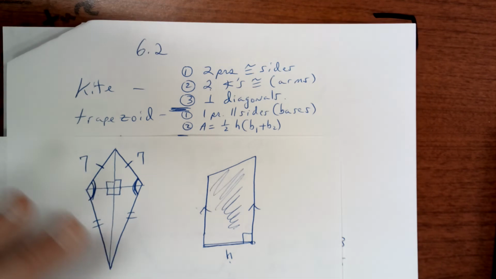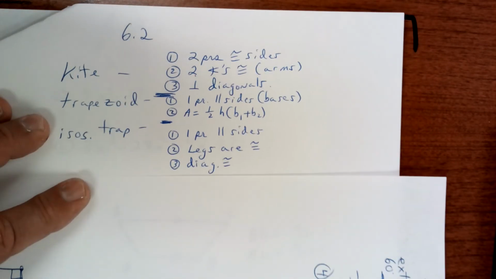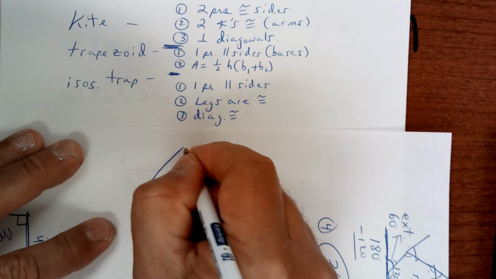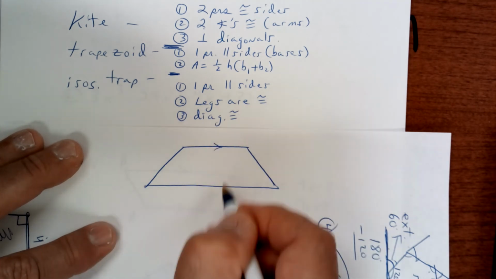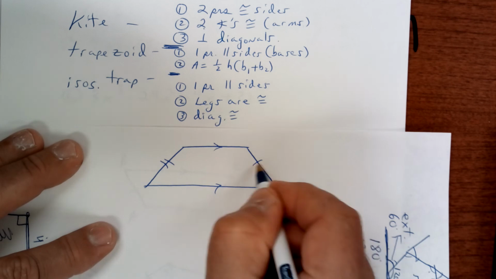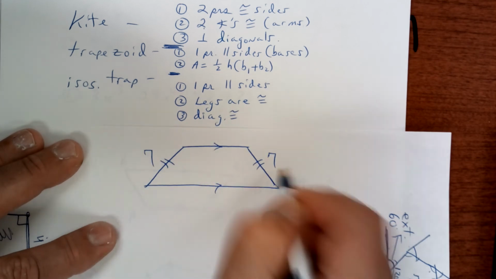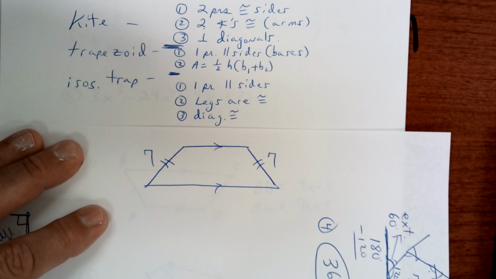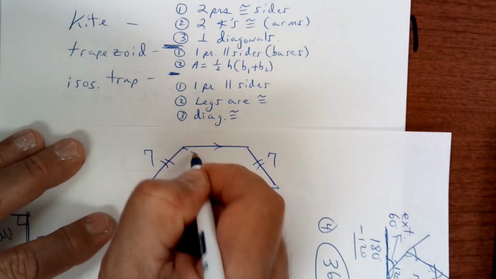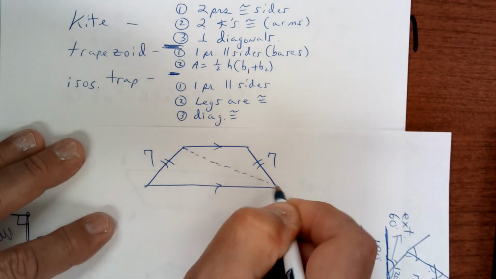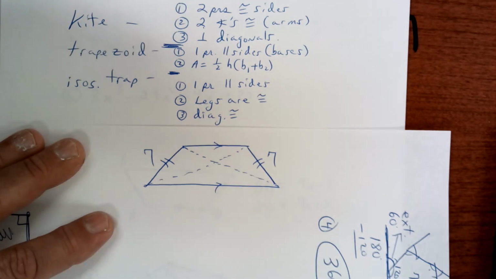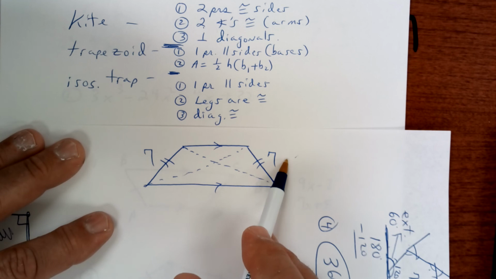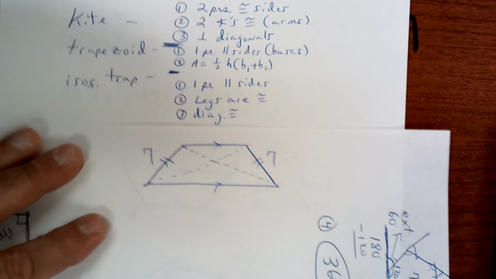Alright, the next one is an isosceles trapezoid. An isosceles trapezoid has the legs equal. The bases are still parallel, but this leg is equal to that leg. So again, I'm just going to make up a number. And the diagonals are congruent for an isosceles trapezoid. So this diagonal is equal to that one. Okay, the legs are congruent, and the diagonals are equal.